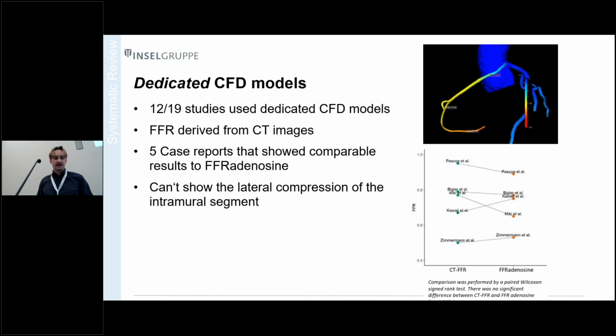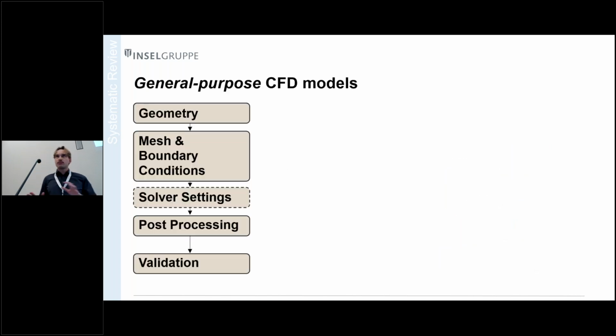So 12 studies used this approach, and 5 case reports actually validated their results with invasive measurements. It's a small sample size, but the results were not significantly different. However, this definitely cannot show this lateral compression, so the model is unable to do that. So the general purpose CFD models basically included every other approach to build a CFD model.